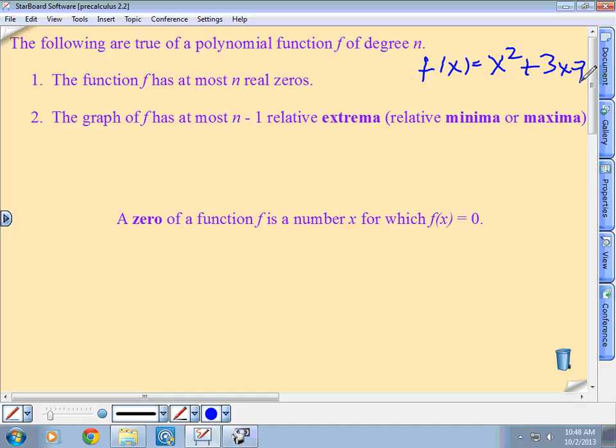Second degree. The most it has is 2 real zeros. What's a real zero? A real zero is just how many times it can cross the x-axis. So at most, it can cross it twice. And we know that because it's a parabola.